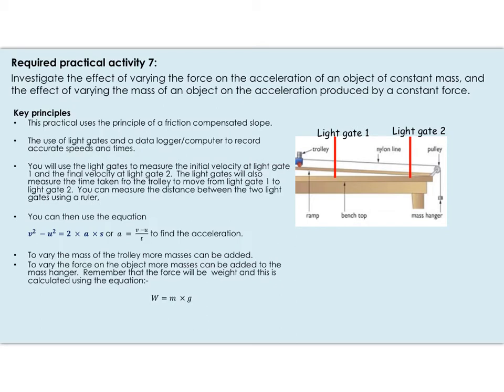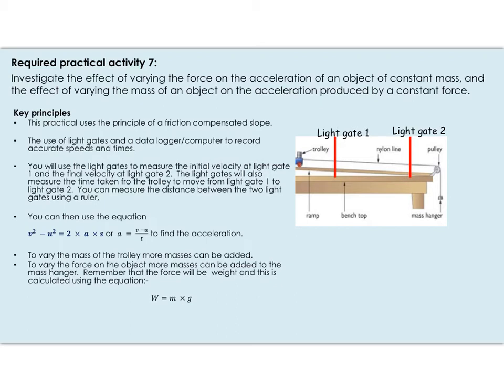So the key principles involved in this practical, the first one we're going to look at is the idea of using a friction compensated slope. The friction compensated slope is shown in the diagram, and what we've done here is we've raised the slope slightly off the ground. We've raised it to the point at which the trolley won't begin moving by itself, but once it's pushed, it will not be stopped by friction.